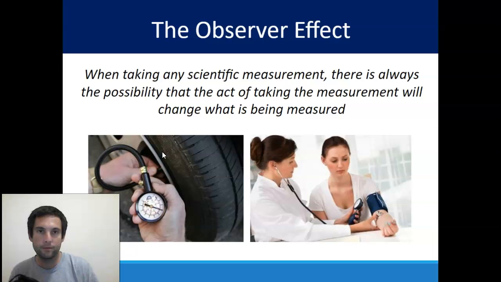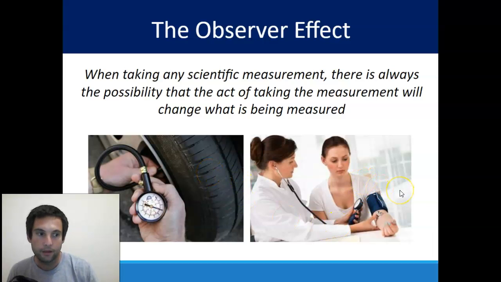Alright, the observer effect. When taking any scientific measurement, there's always the possibility that the act of taking measurements will change what is being measured. What that means is, if you look at the tire gauge, to get the pressure on the tire, you have to remove the little cap and then plug in the pressure gauge. Whenever you do that, a little bit of air is going to escape, so there's no way of knowing what exactly that pressure was inside the tire.